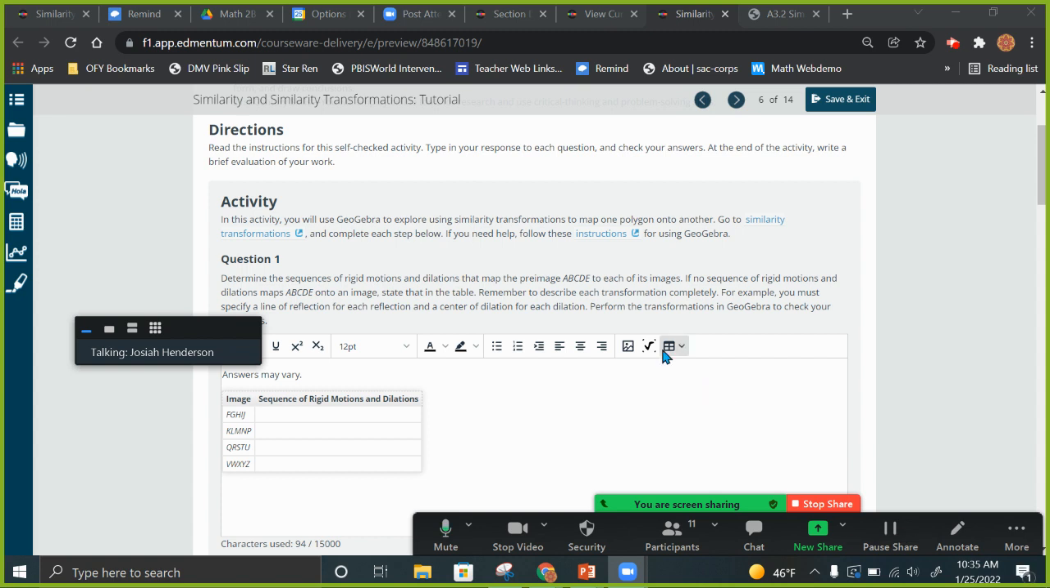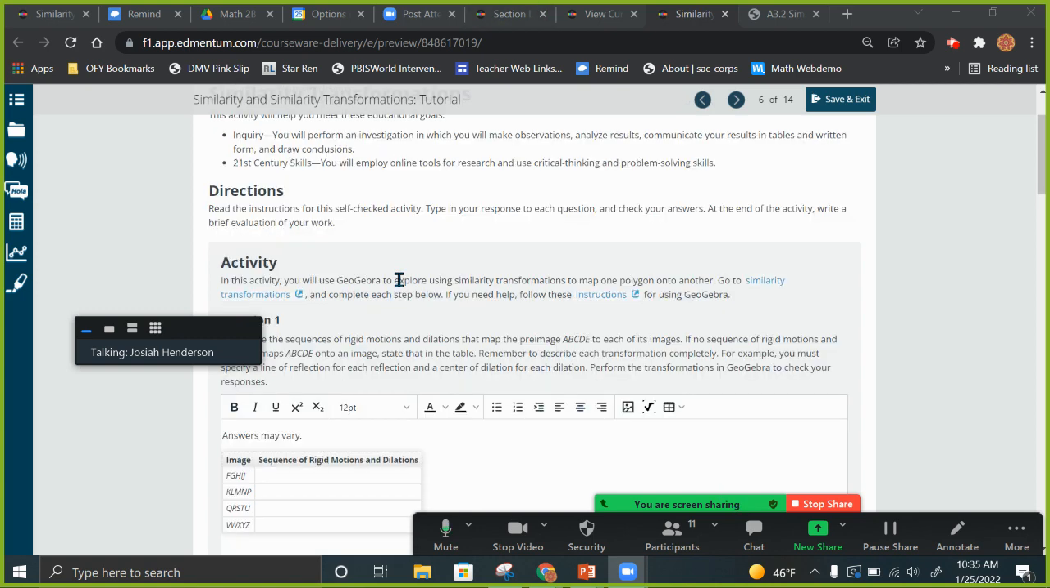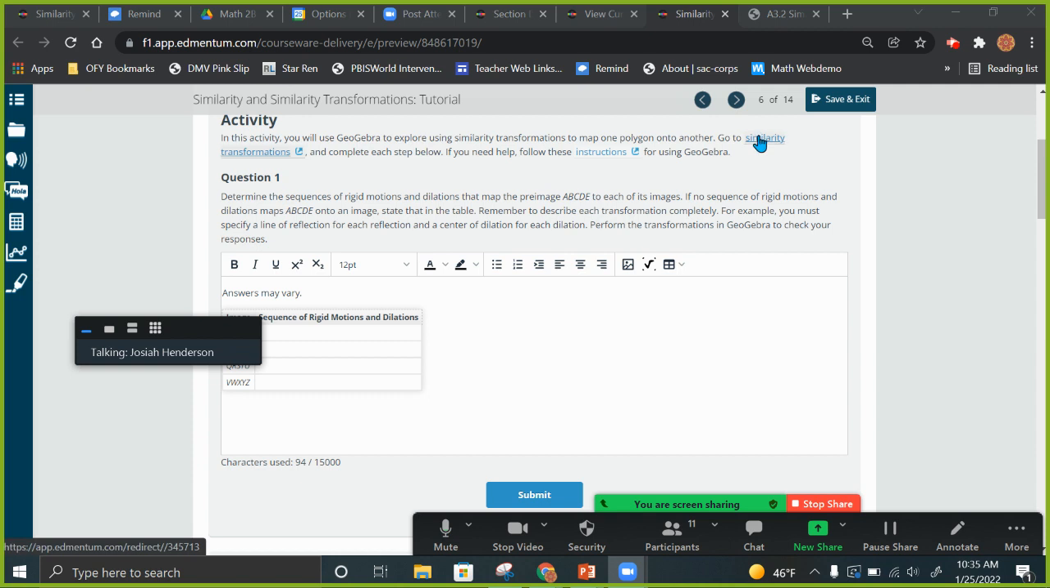Okay, and now come back with me to my screen. I'm hoping everyone has access and you've been able to get to this part here. So this is the tutorial, Similarity Transformations.